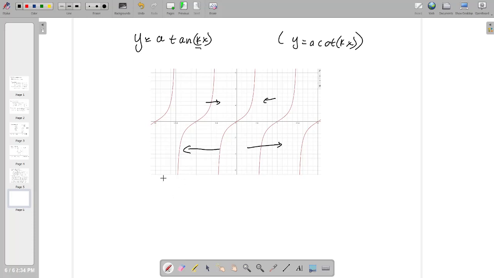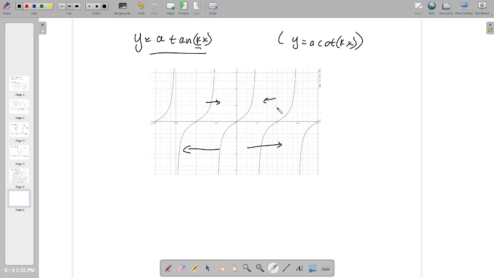Now I want to focus for a second on when k is greater than 0 and see what happens, because I really want to know what the period of this function is when we have a k in front of the x. Now, from this point to this point is exactly 1 period. In this case, it's pi units because this is the graph of tangent of x with k equal to 1. Now, the x-coordinate here is going to move towards the y-axis by a factor of k.